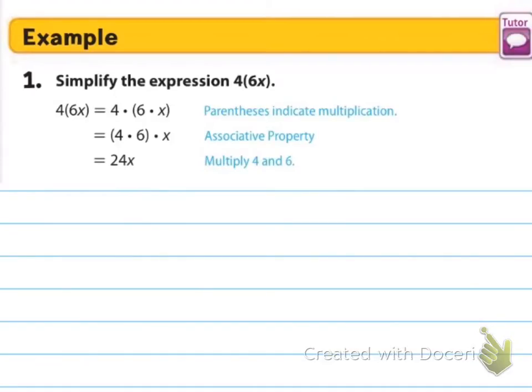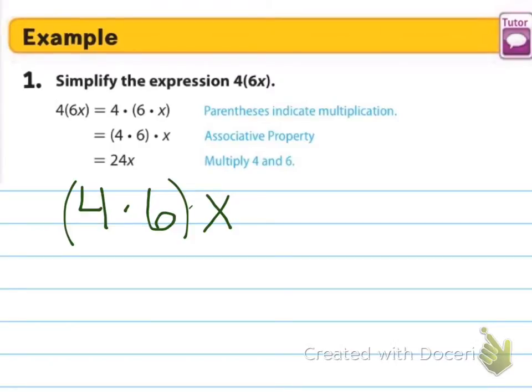Alright, so example number 1, it says simplify the expression 4 times 6 times x. And I like to say it just like I did, 4 times 6 times x, because that's what it is. There's no multiplication sign between the 6 and the x, but we know that that is multiplication. So if we were to rewrite this, I would write it as 4 times 6 times x, written all the way out, and then I know that I can put together, because of associative property, instead of keeping my 6 times x together, I can do my 4 times 6 together, because it's all multiplication.